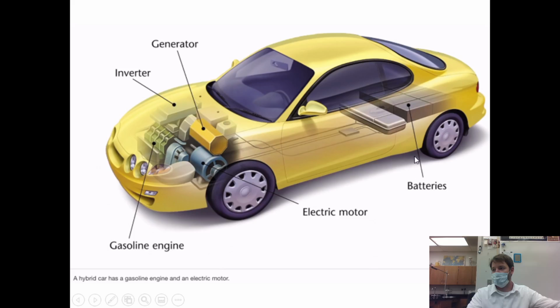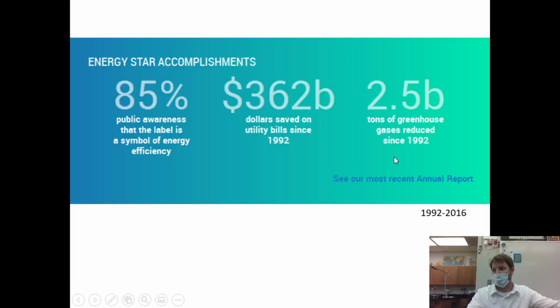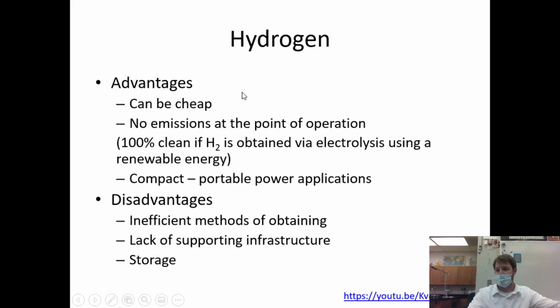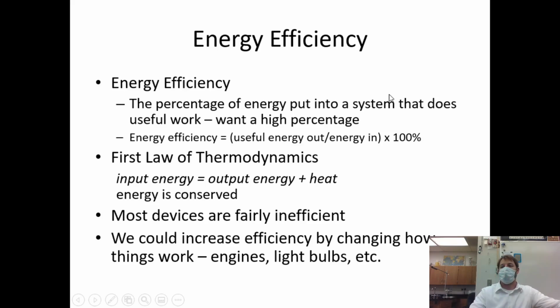We're going to cover energy efficiency, transportation, cogeneration, this stuff next week. But just to give you a brief rundown to cover what was in your guided notes. Energy efficiency is the percentage of energy put into a system that does useful work. So we want a high percentage. The higher the percentage, the more energy efficient that is. So useful energy out divided by the useful energy in, we want that to be as close to 100% as possible. However, there's no such thing as something that's 100% efficient.